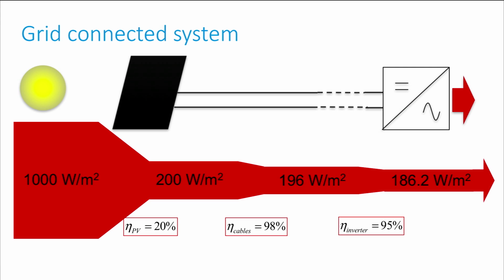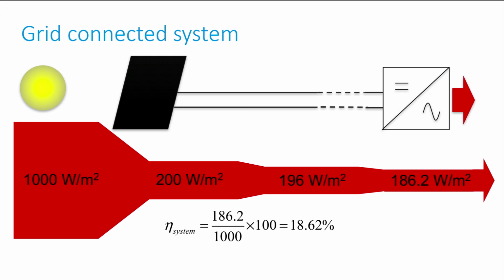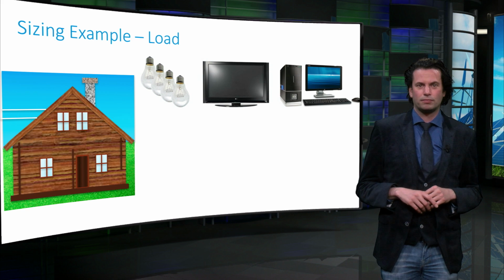This means that the incoming irradiance at 1000 watts per square meter is processed by the PV system to give 186.2 watts per square meter. In other words, the overall system efficiency is 18.62%. It can also be said that the overall system efficiency is calculated as the product of the various component efficiencies. That is, eta system equals eta PV times eta cable times eta inverter.